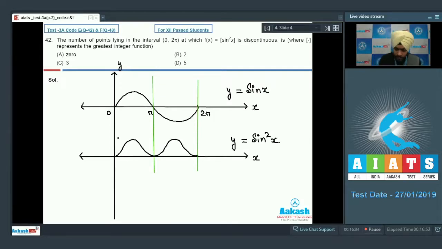Fine. So very symmetrical graph, maximum value 1, minimum value 0. This is the graph of y equal to sin square x. This value is pi by 2 obviously. This value is 3 pi by 2.